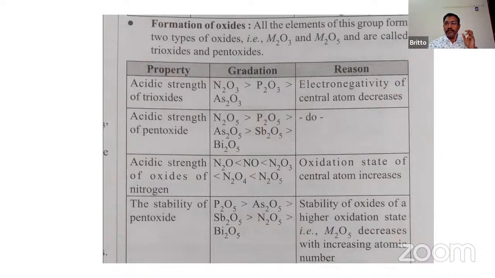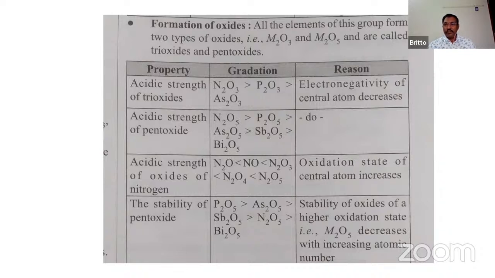The same oxide: nitrogen trioxide, phosphorus trioxide, arsenic trioxide. Same oxide, but when the elements are different, you have to consider electronegativity. If electronegativity decreases, then its acidic strength also decreases. Suppose you consider oxides of the same element, the acidic strength of oxides of nitrogen goes in this order: N2O, NO, N2O3, N2O4, N2O5. Among the oxides of nitrogen, which one has the least acidic strength?